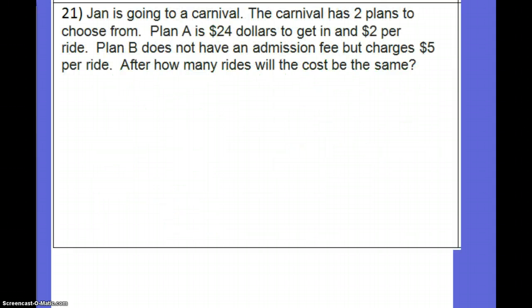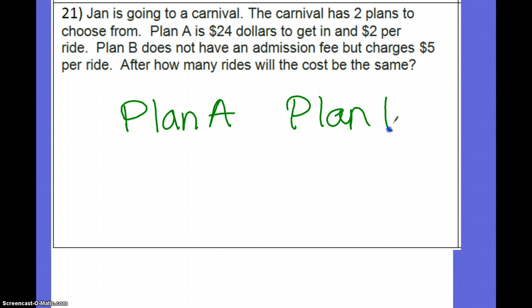Jan is going to a carnival. The carnival has 2 plans to choose from. So we have plan A and plan B. Plan A is $24 to get in and 2 per ride. Plan B does not have an admission fee but charges 5 per ride. In how many rides will the cost be the same? We want to know, when are these 2 plans equal? That's what the word same means, equal.